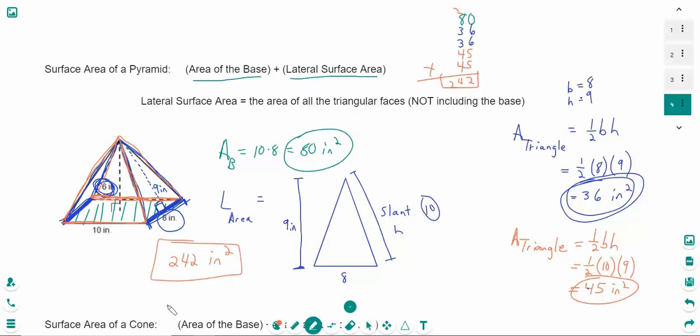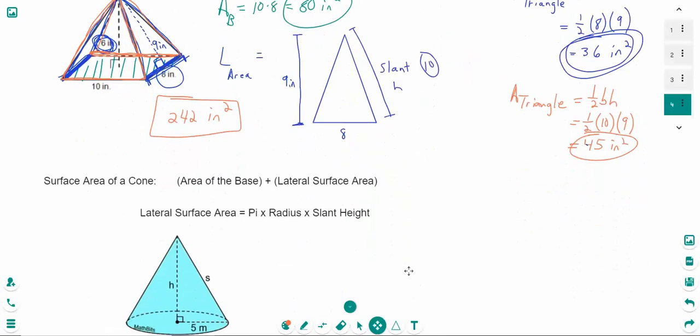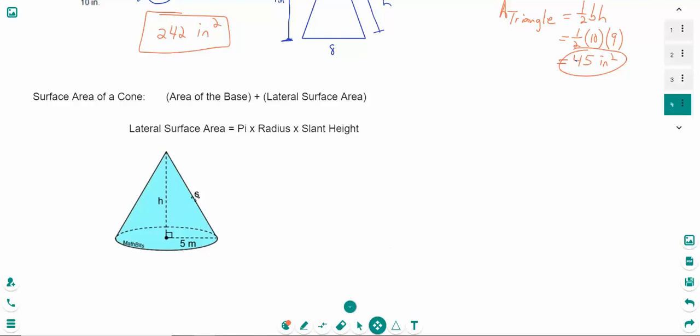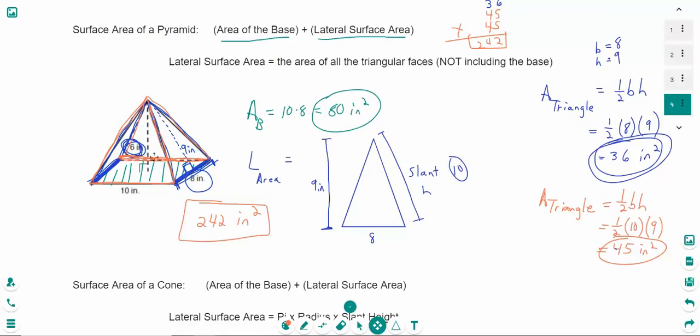Okay? All right, so hopefully that makes sense. All right, now, we got that one done. Now let's look at the surface area of a cone. Okay, this was the surface area of a pyramid.